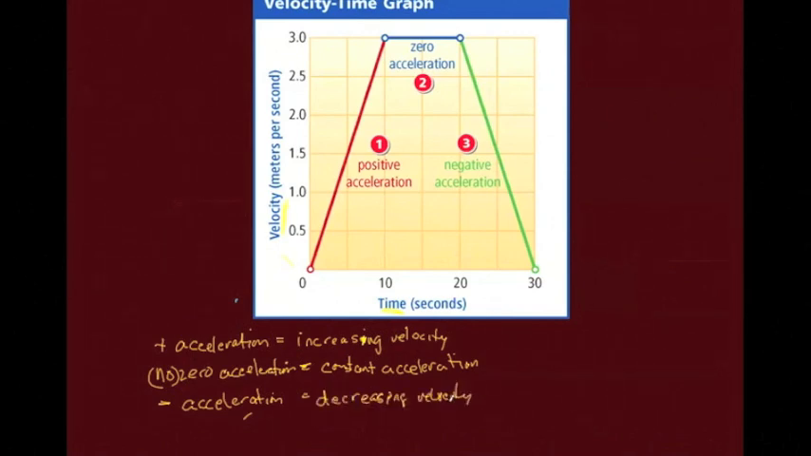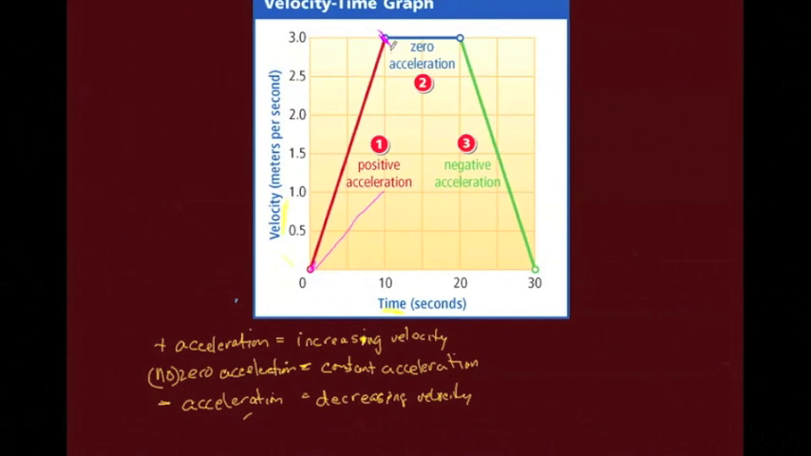As with our other graphs, the steeper the line, the greater the change. So what the heck do I mean by that? This line indicates a certain rate of change over time. If this line were steeper, the change in velocity would be greater. If it were not as steep, the change would be less than what it is now. You'll notice over this 10 seconds, this object is getting faster and faster and faster.